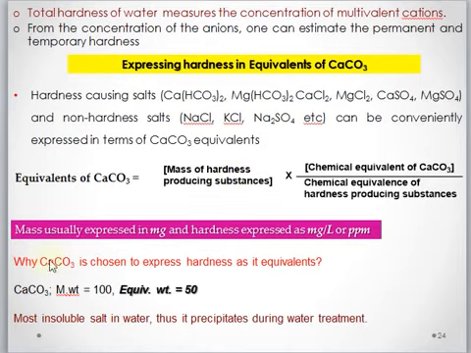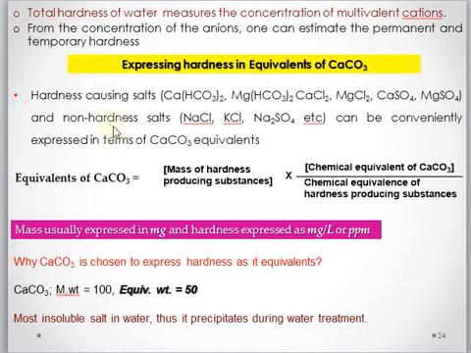What I want to show you here is calcium carbonate is chosen as the reference because its molecular weight is a round number which is 100, and which becomes very handy in many calculations, which soon I am going to teach you how to do.